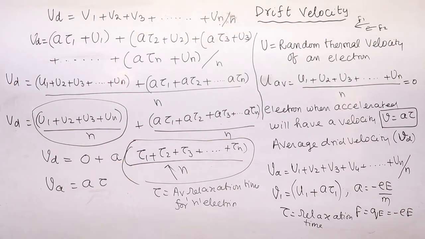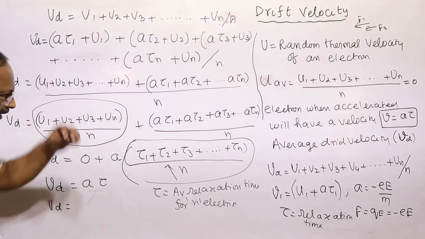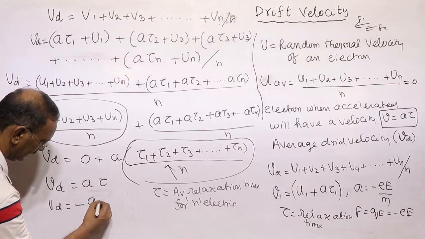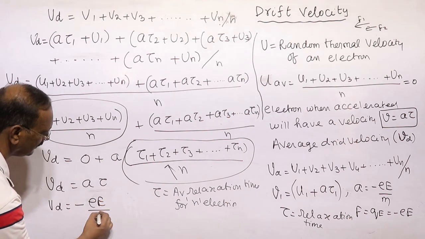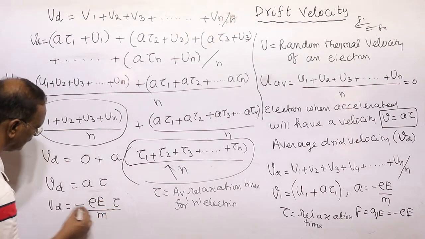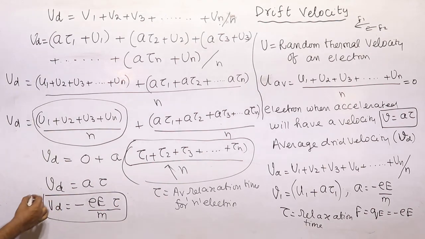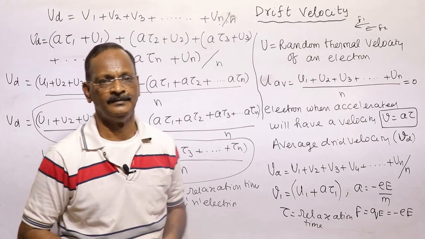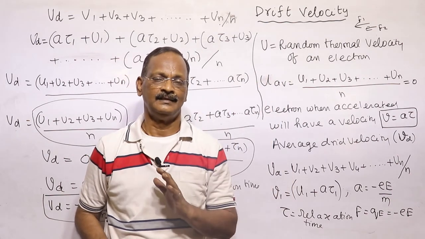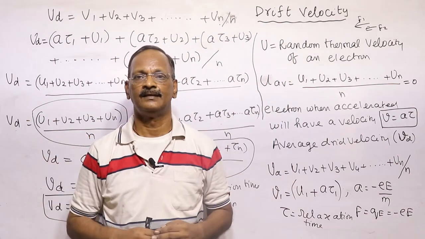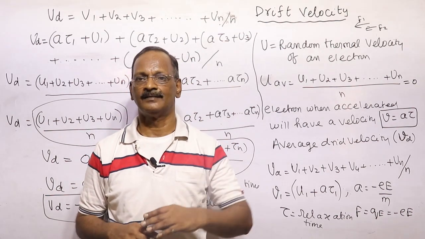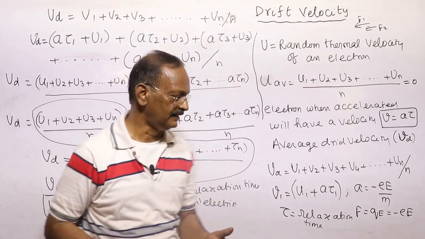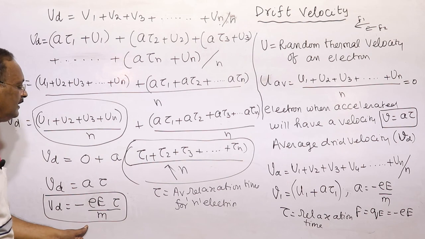So V drift velocity is equal to A into tau, where A is equal to minus E by m, so V drift is equal to minus E by m into tau. This is the expression for the drift velocity. One thing you have to bear in mind: all the electrons have different relaxation times. We take the average relaxation time, and all the electrons have random thermal energy plus accelerated velocity, and adding this up, we come to the conclusion, the expression for the drift velocity.